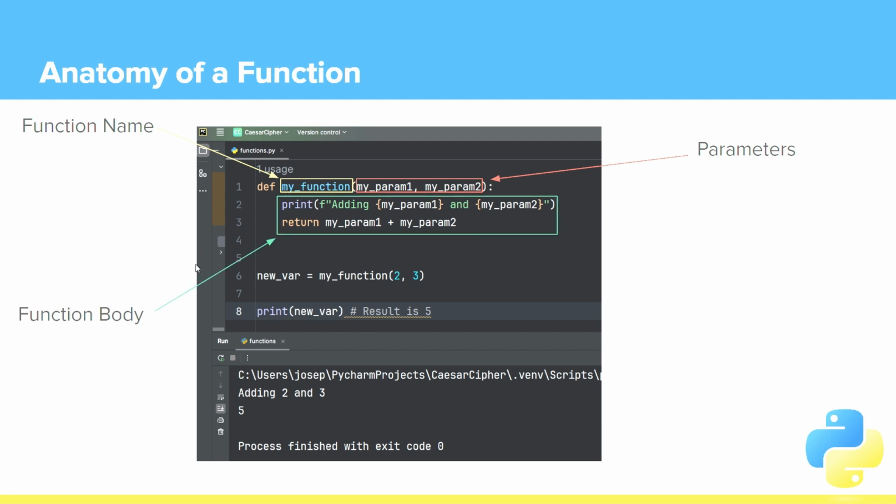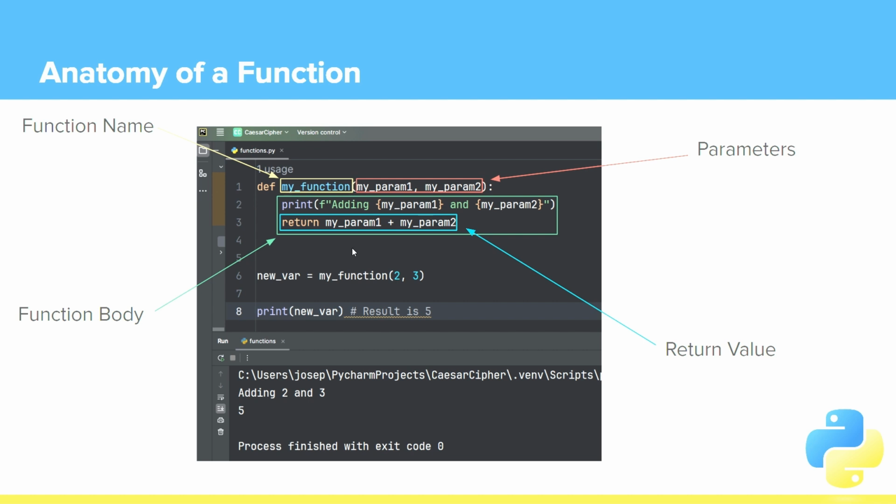Then we have our function body, everything that's indented within our function, at least one level, under the def keyword, this define keyword. This is what will actually occur when we call the function, when we run the function, which we'll do down below in this code.